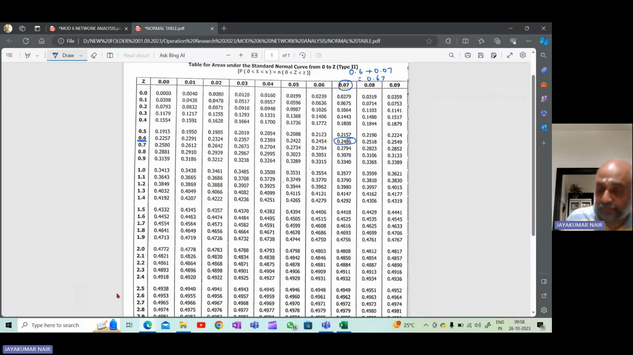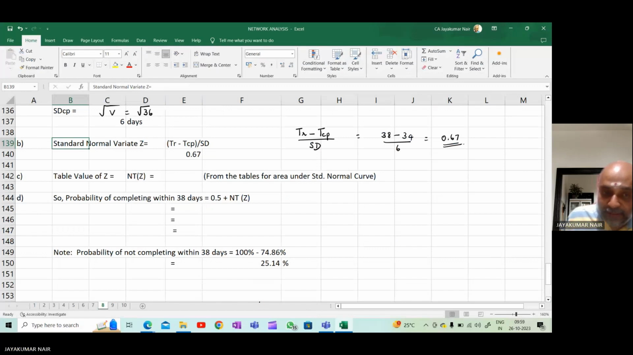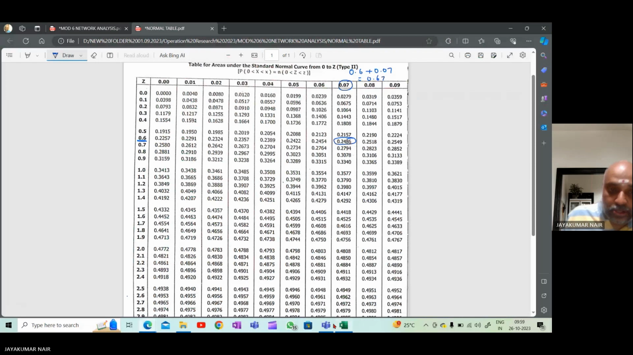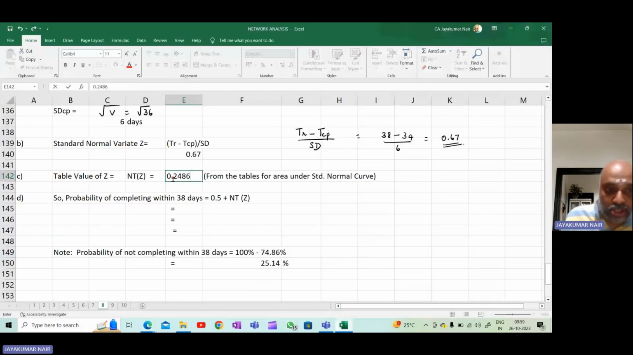What is this value? This is the value from the standard normal table. From the standard normal table, you will take up the value. The value is 0.2486. So this is the value from the table.